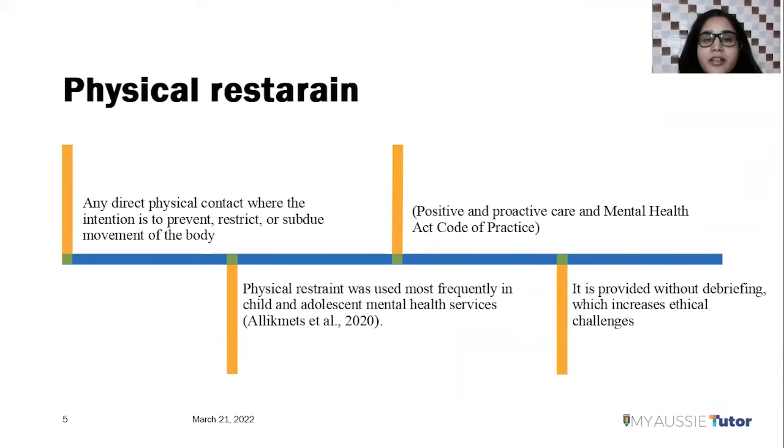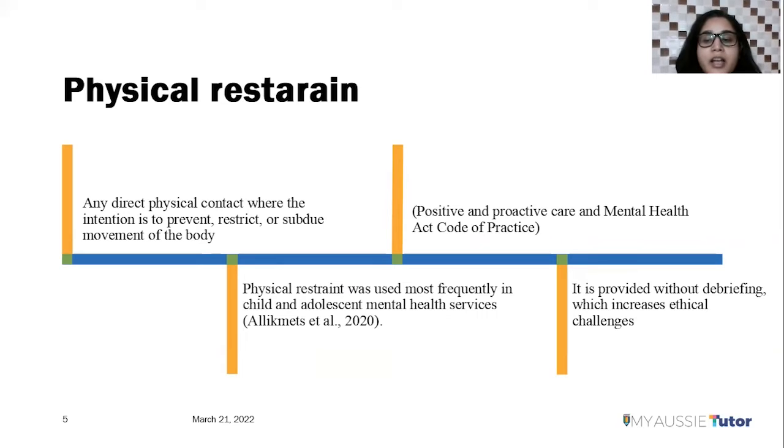Firstly, in this slide, we'll try to understand physical restraint. It is a direct physical contact where the intention is to prevent, restrict, or subdue movement of the body, because the body movement of that individual must be challenging and can trigger various harms to the patient as well as to the surrounding population as well. If we talk about hospital settings, then this mentally ill patient with challenging behavior is not only causing harm to himself but also to other patients as well. Therefore, physical restraint is important to manage the condition of the patient at that time.